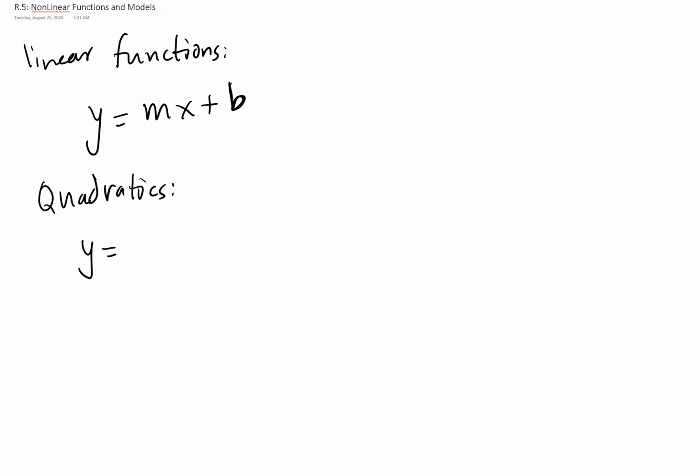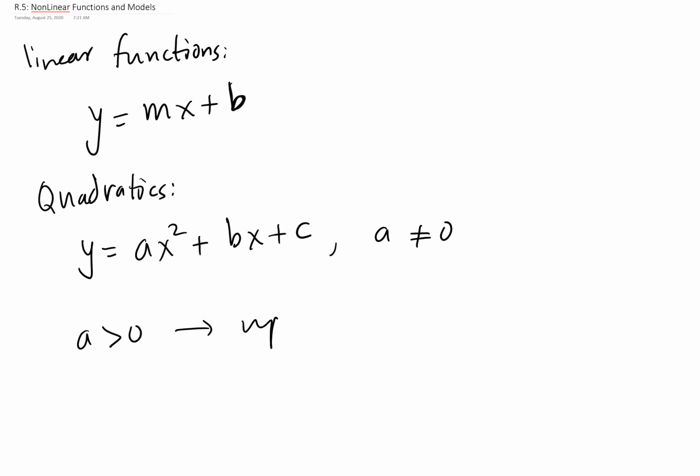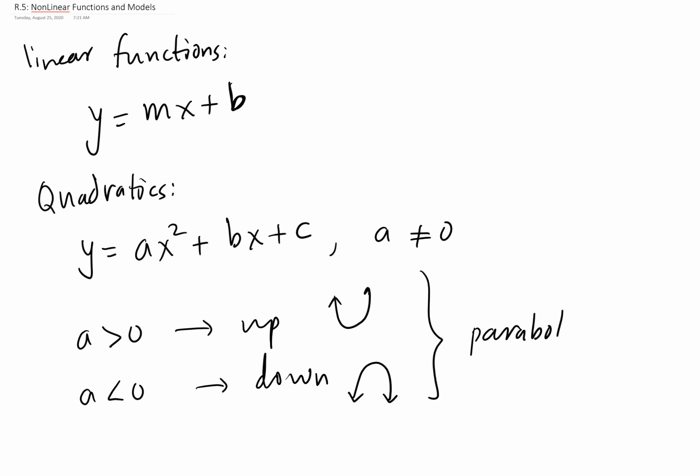Quadratics are written in the form y equals ax squared plus bx plus c. A cannot be 0. If A positive, it opens up. If A negative, it opens down. It's a parabola, right? Do you guys remember? Yes. This is a parabola. So as soon as you look at the equation, you will find out if it opens upward or downward before you start graphing.